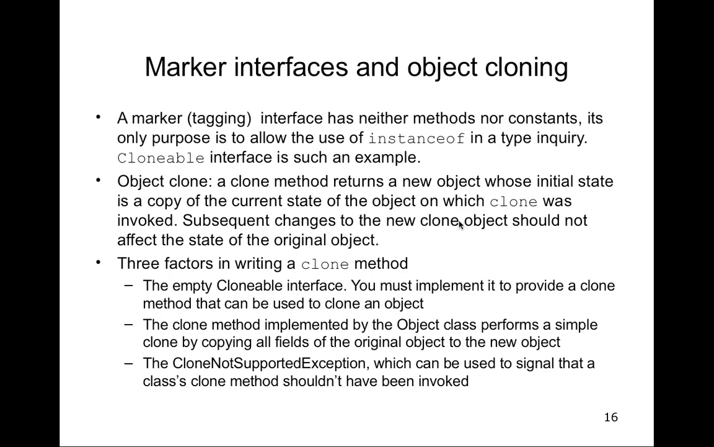So, three factors in writing a clone method. The empty Cloneable interface can be used. You must implement it to provide a clone method. If you're familiar with C or C++, it's synonymous with the copy constructor, actually. Objects don't have copy constructors in Java, but they have clone methods. Clone methods create a copy of the object, and you can fill in the method body using an interface.